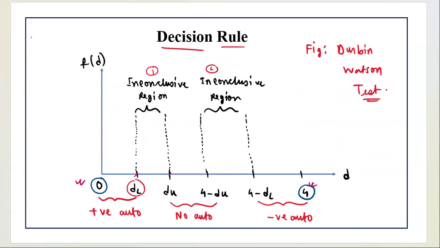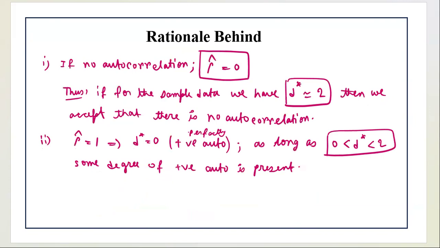See here, as long as the value of the D statistic lies between 0 to 2, there will be some degree of positive autocorrelation present, and it will be stronger and stronger as the computed value of the D statistic approaches 0. It will be more strong, right? So this is the second case, and there is a third case.